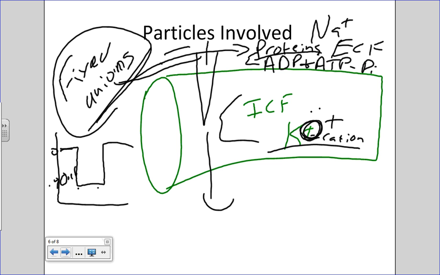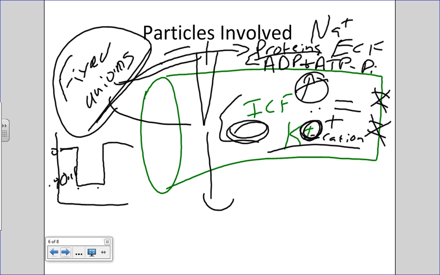Okay, we call them fixed because they do not escape. Remember, these have a negative charge. There are no gates for protein within cell membranes, and there are no gates for ATP or ADP, so these are going to remain fixed within the intracellular fluid. These are not going to escape from the inside of the cell, whereas earlier we mentioned there are potassium and sodium gates.